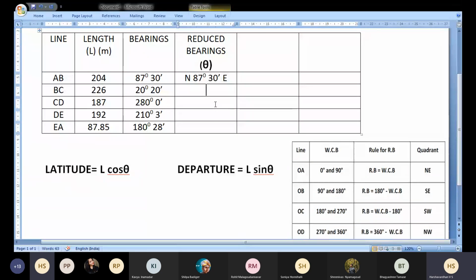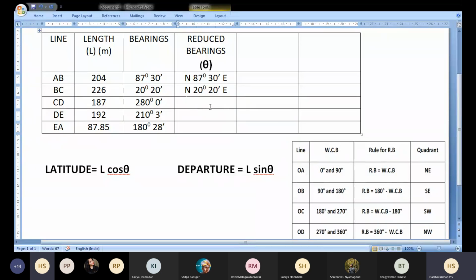Next, 20 degree, 20 minutes. Okay, it also lies between 0 and 90. Hence it is first quadrant, that is northeast quadrant. So north 20 degree, 20 minutes east.